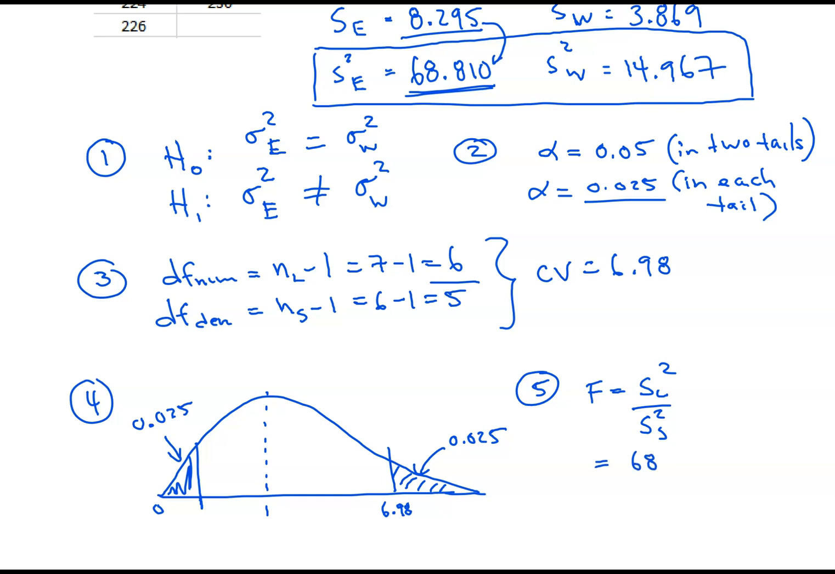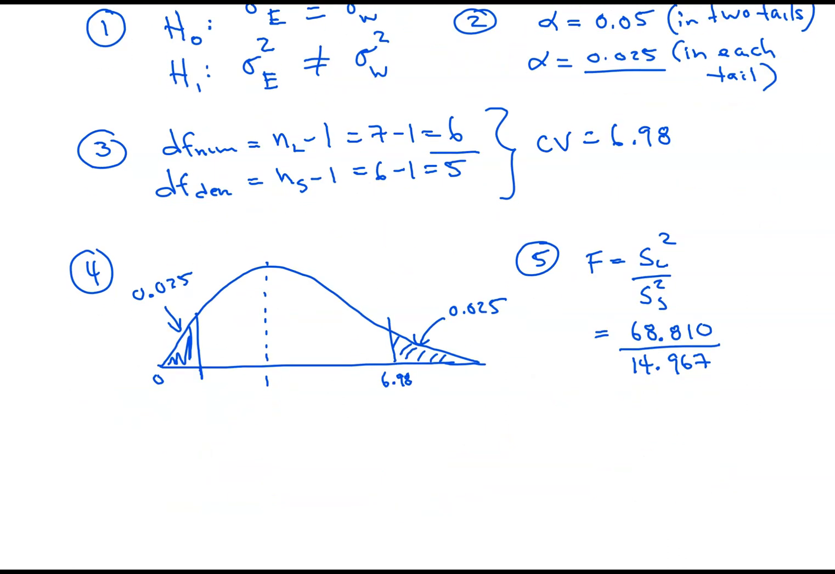So 68.810, it's already squared in this number, divided by 14.967. So we can just plug that into our calculator. So 68.810 divided by 14.967. So I'm getting 4.597, etc., etc. I usually round that to 2 decimal places.